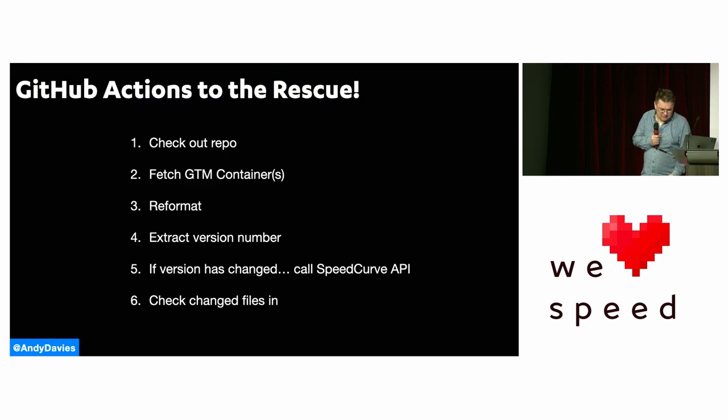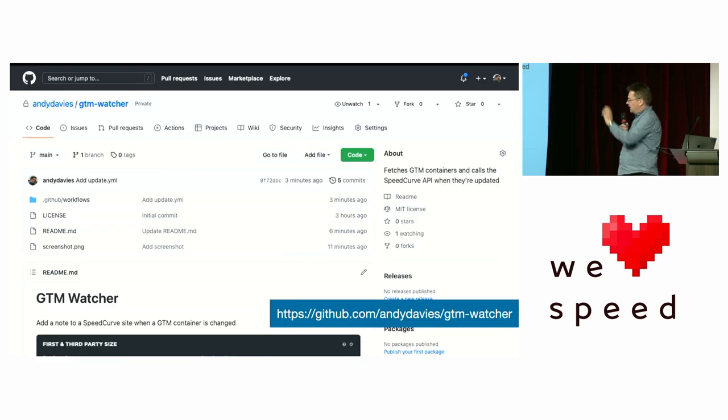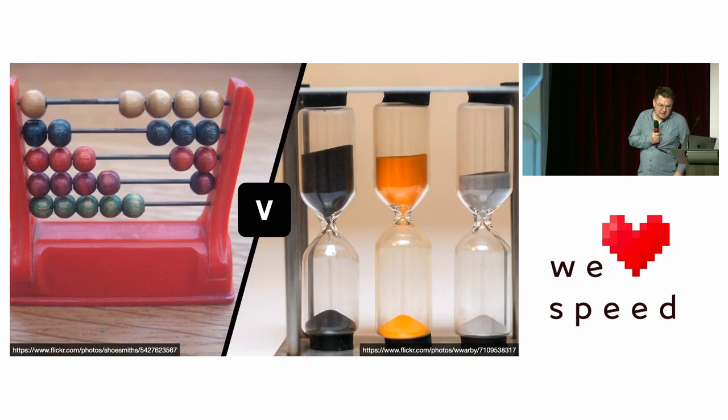I would love it to create webhooks, and thanks to GitHub Actions, we can create webhooks. So I wrote a GitHub script that basically checks out the repo, fetches a GTM container, reformats it, extracts the version number, checks if it's changed, and calls the SpeedCurve API in this case, but could call any API, and it's available there if you want it.